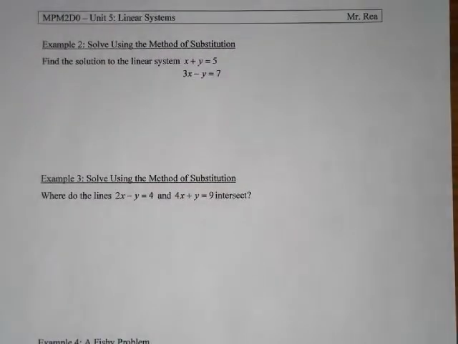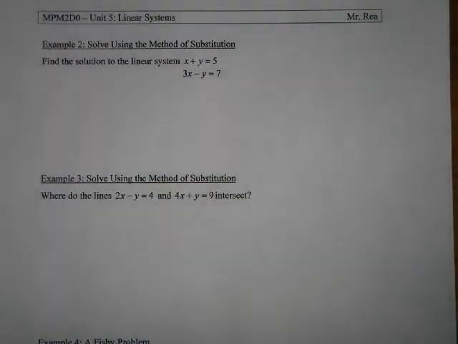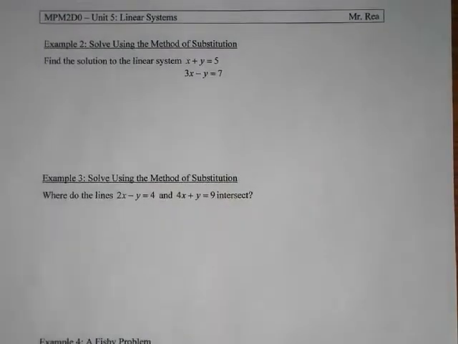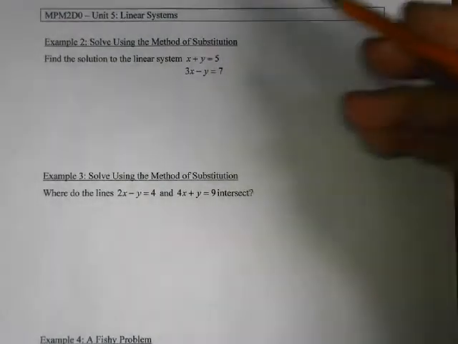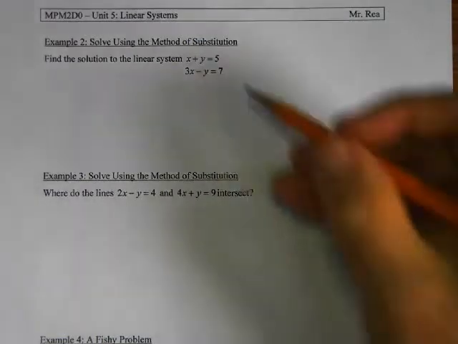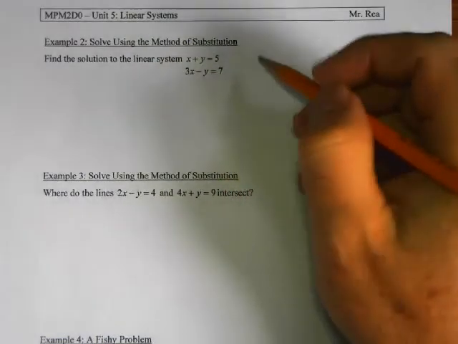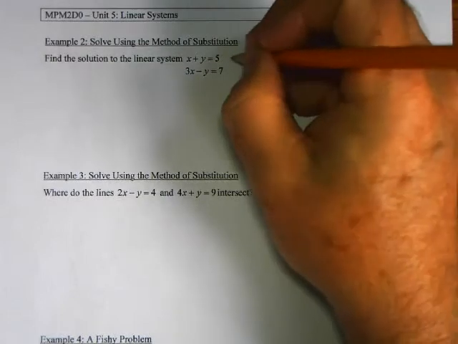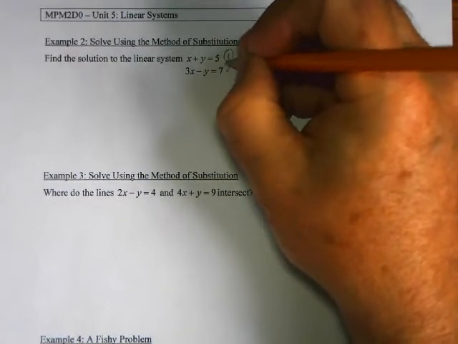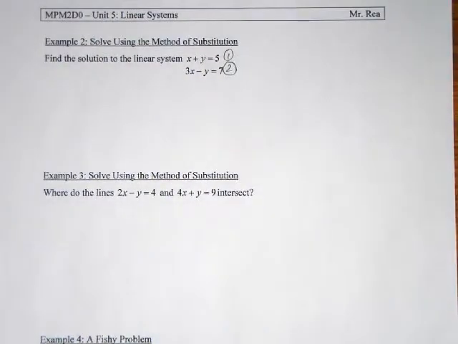Okay, so let's try a couple more here. We're going to do 2 more, and then we're going to do a word problem and use this technique. Okay, find the solution to the linear system, and again we've got two equations, both have x's and y's. So I'm going to label them here, so I know which one I'm talking about.